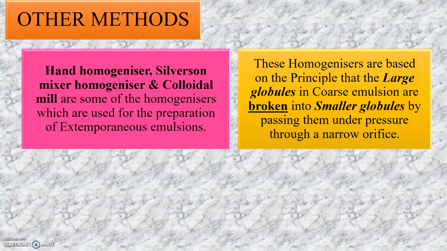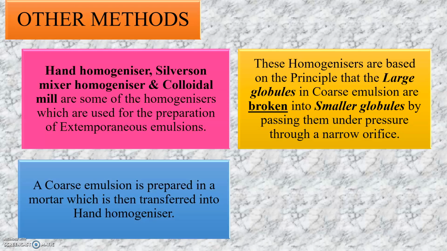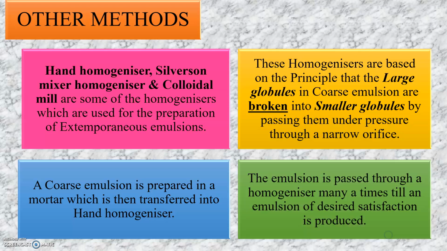These homogenizers are based on the principle that the large globules in a coarse emulsion are broken into smaller globules by passing them under pressure through a narrow orifice. A coarse emulsion is prepared in a mortar, which is then transferred into the hand homogenizer. The emulsion is passed through the homogenizer many a time till an emulsion of desired satisfaction is produced.